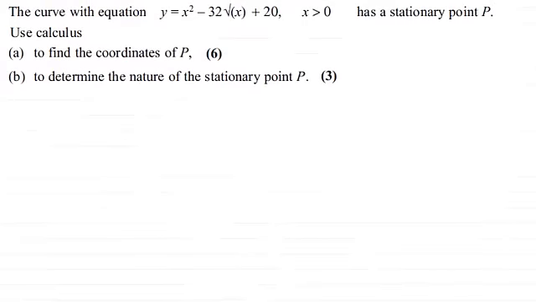Hi. Now in this question we're given that the curve with equation y equals x squared minus 32 multiplied by the root of x plus 20, where x is greater than 0, has a stationary point P. And we've got to use calculus for the first part to find the coordinates of P for 6 marks. And then in part B go on to determine the nature of the stationary point P for 3 marks.